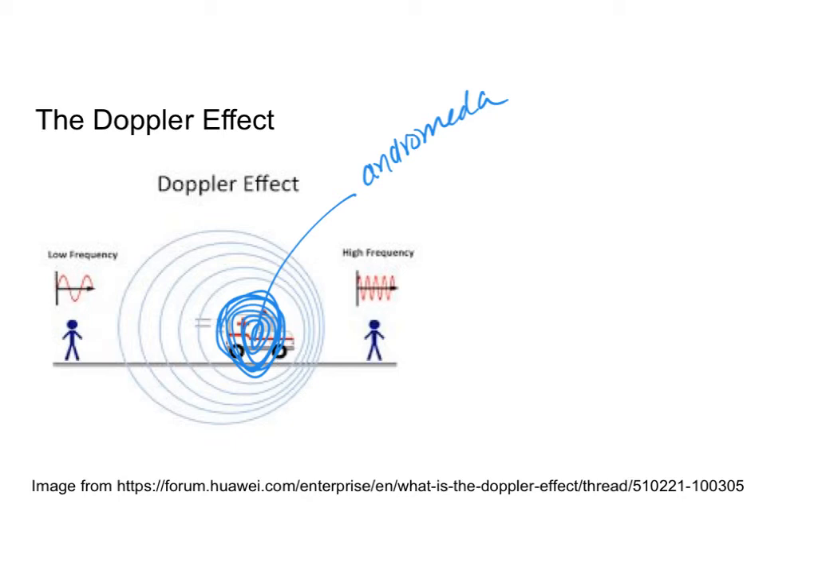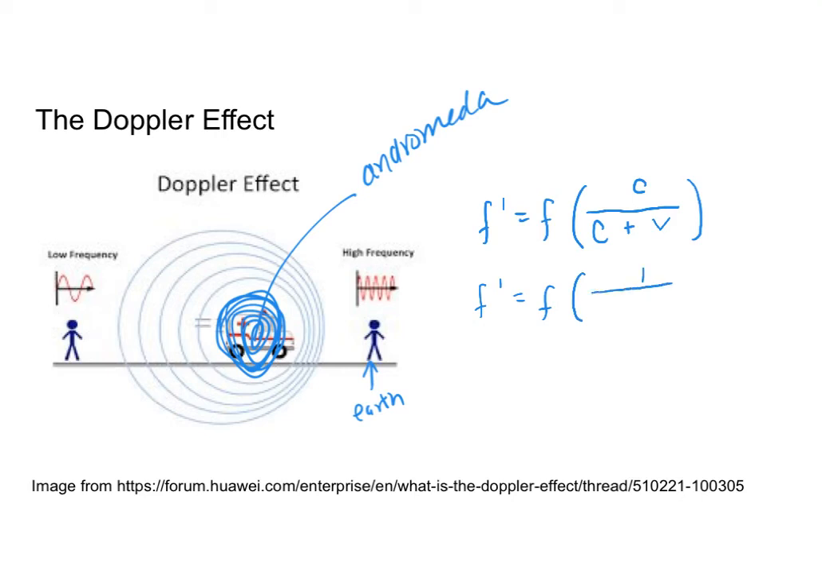So what we will write then is that the frequency of light that we observe on Earth is going to equal the frequency being emitted by the Andromeda Galaxy times the speed of light, divided by the speed of light plus the speed of the Andromeda Galaxy. Or, simplifying a little bit, it's going to equal f times 1 over 1 plus the speed of the Andromeda Galaxy divided by the speed of light.